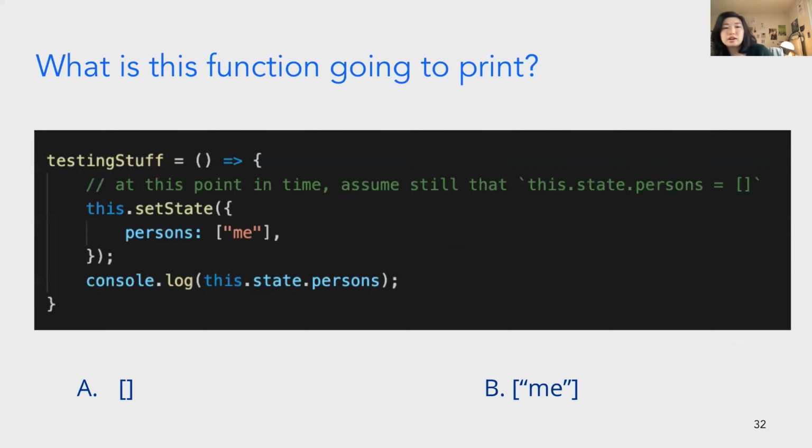So now that we know how to set state and retrieve state, let's look at this example. What do you think this function will print to the console if we call it? React, use the Zoom reactions on the bottom of your screen. React a yes for A and a no for B. Let's see what you guys think.